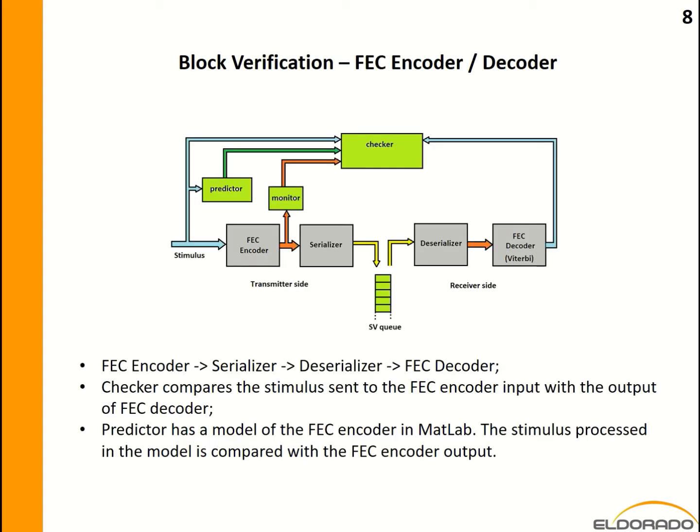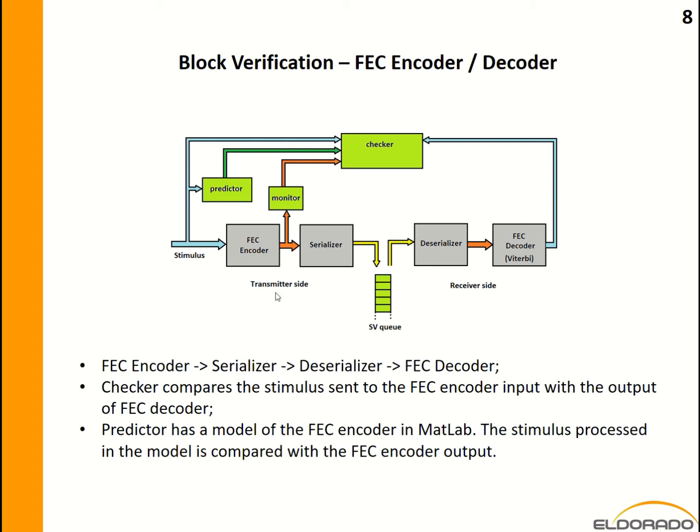Block verification, FSK encoder-decoder. This is one of the integrated RTL blocks of MRFSK that were tested in a separate test bench. The data path starts with a random stimulus being applied in the FSK encoder and forwarded to the serializer that stores it in a SystemVerilog GUI.